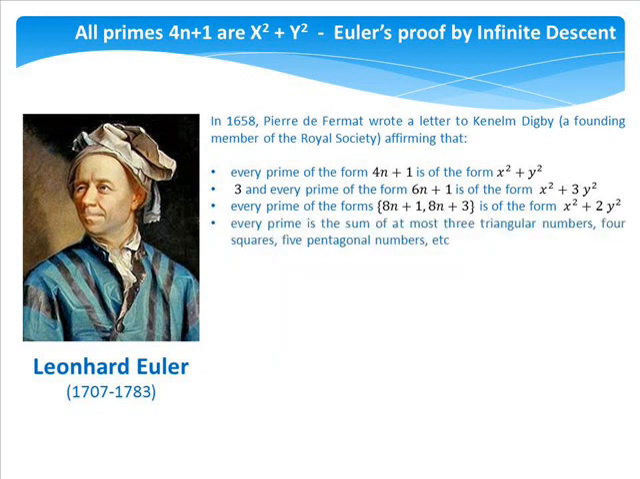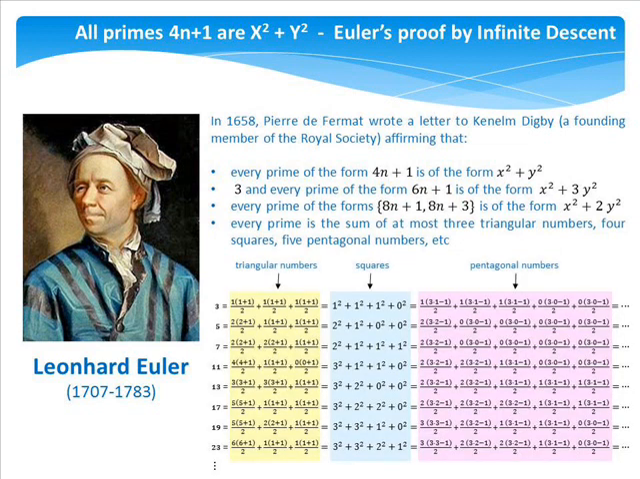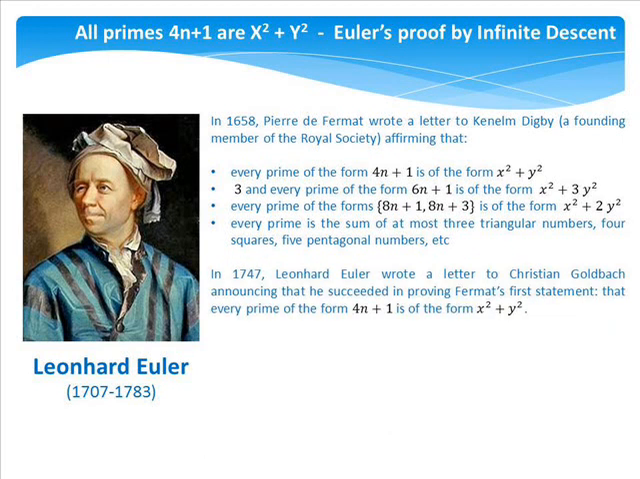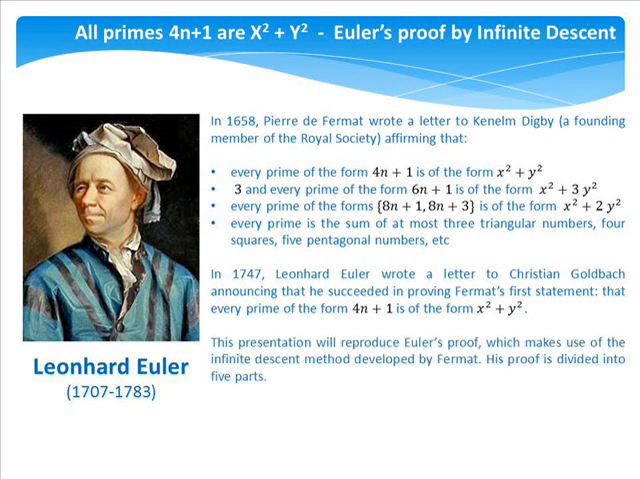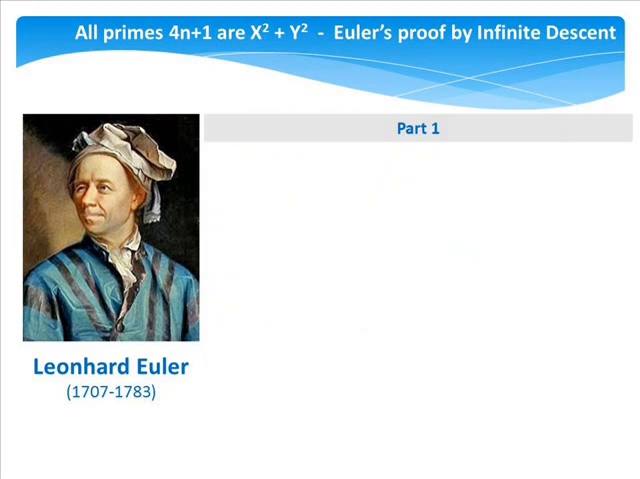That every prime is the sum of at most 3 triangular numbers, 4 squares, 5 pentagonal numbers, and so on. In 1747, Leonhard Euler wrote a letter to Christian Goldbach announcing that he had succeeded in proving Fermat's first statement, that every prime of the form 4n+1 is of the form x squared plus y squared. This presentation will reproduce Euler's proof, which makes use of the infinite descent method developed by Fermat. His proof is divided into 5 parts.